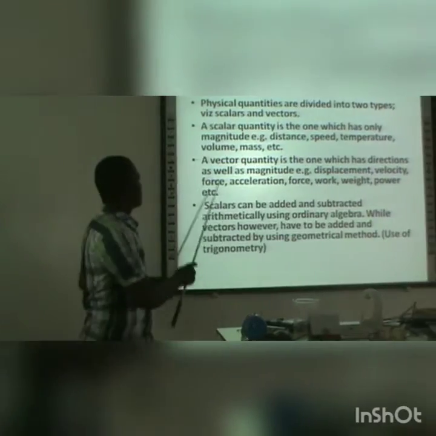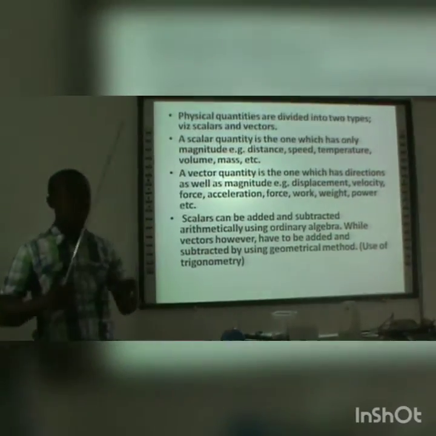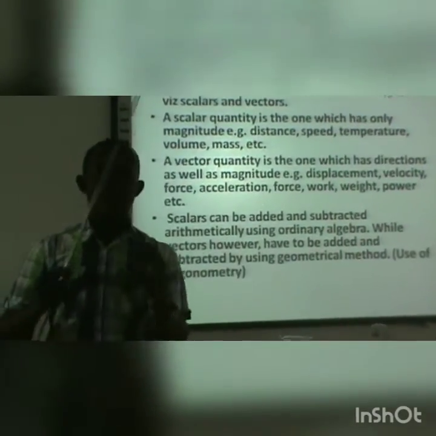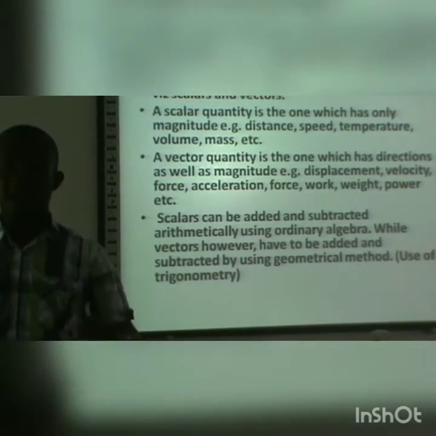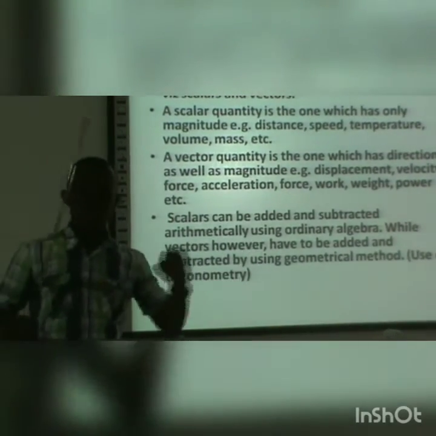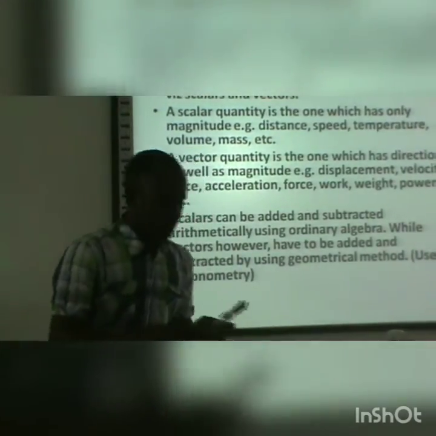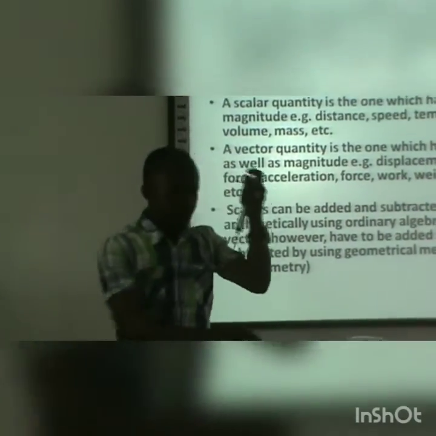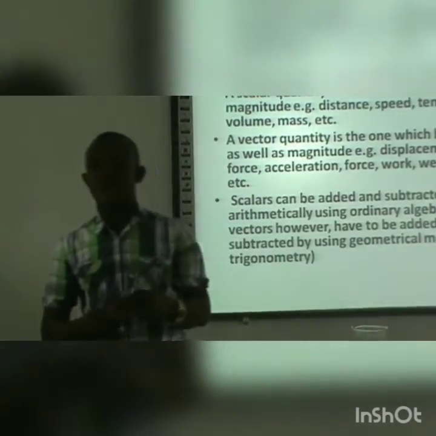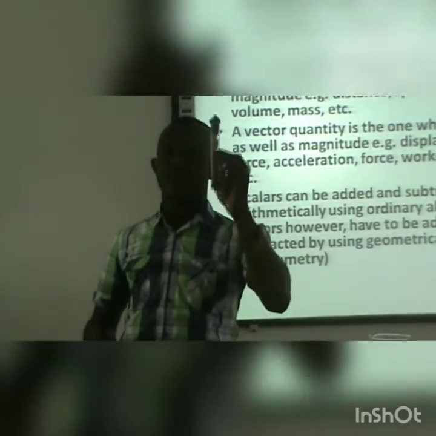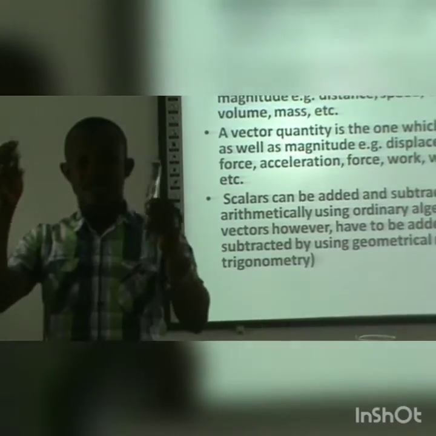Another one is vector quantity. Vector quantity has magnitude and direction. They have both magnitude and direction. For example, this is a spring balance and this is a mass. As it is, this one is a scalar quantity. This one is a scalar quantity.